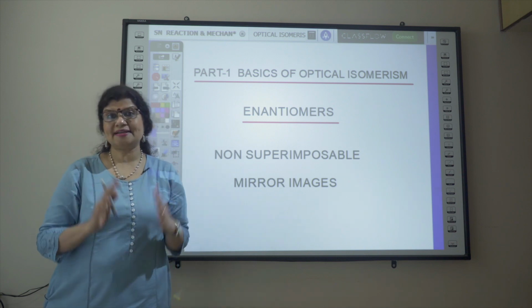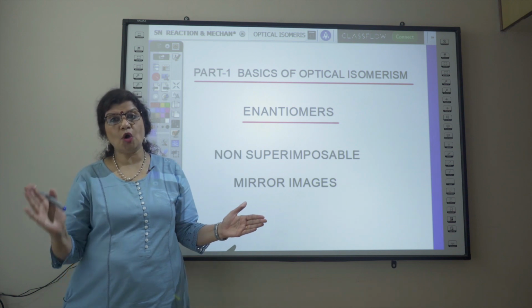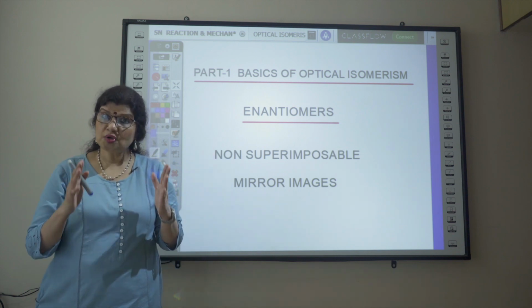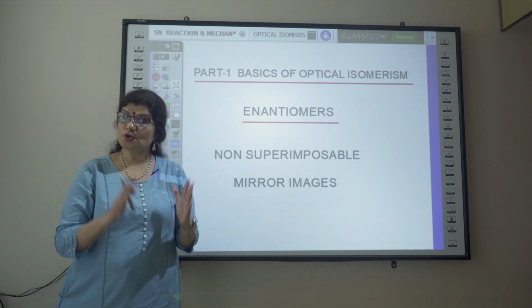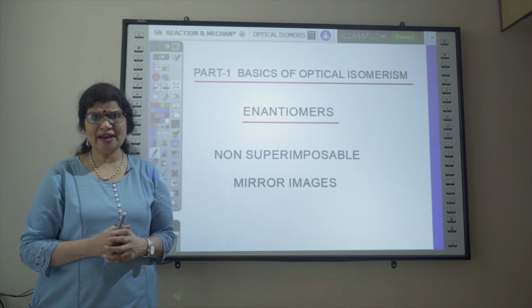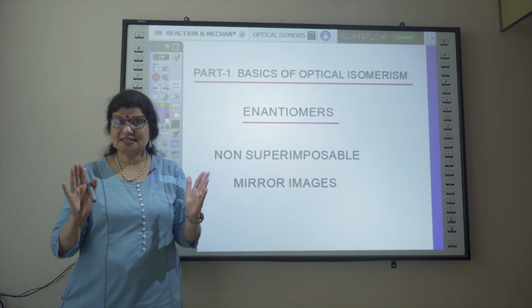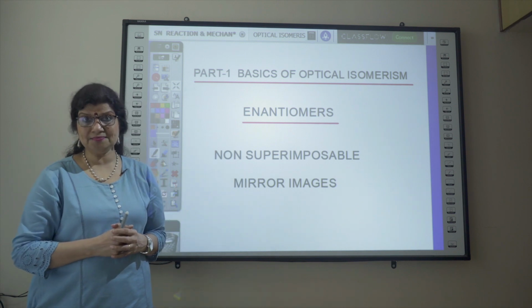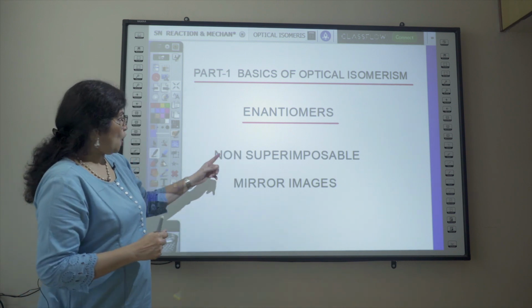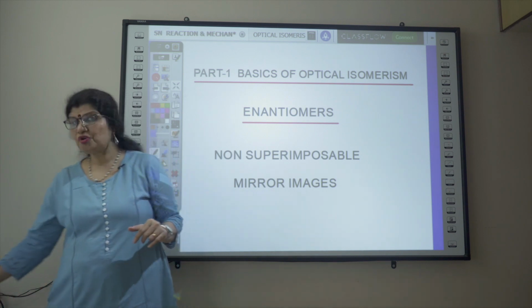In that category, you have geometrical isomerism as well as optical isomerism. You also learnt about geometrical isomerism in the chapter hydrocarbons of class 11. Here we are going to focus on optical isomerism, which is a special type of stereoisomerism which talks about non-superimposable mirror images.